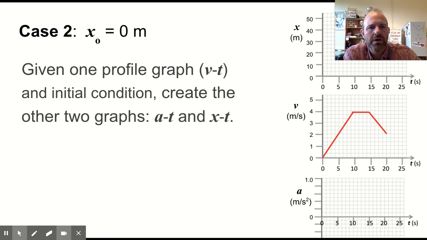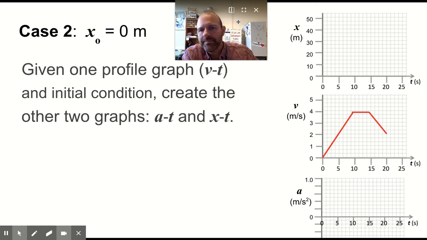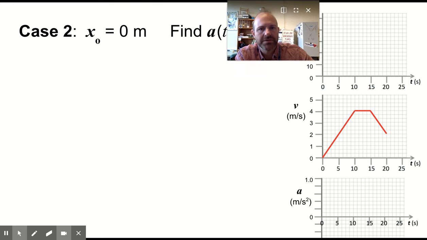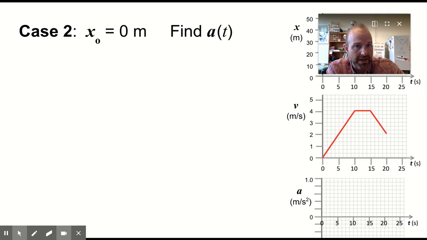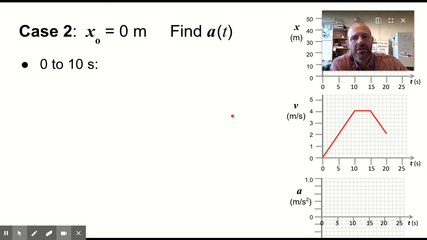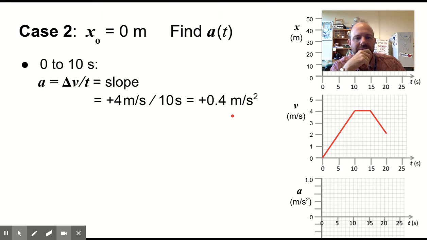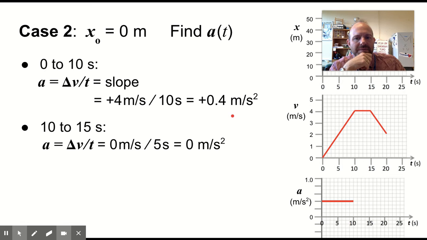We can do some more. Move myself out of the way, right? If we have a velocity graph, we can actually start with that and go to acceleration by figuring out what the acceleration graph looks like simply by taking the slope, right? From 0 to 10 seconds, slope gives us 0.4 meters per second squared. From 10 to 15 seconds, the slope is 0.